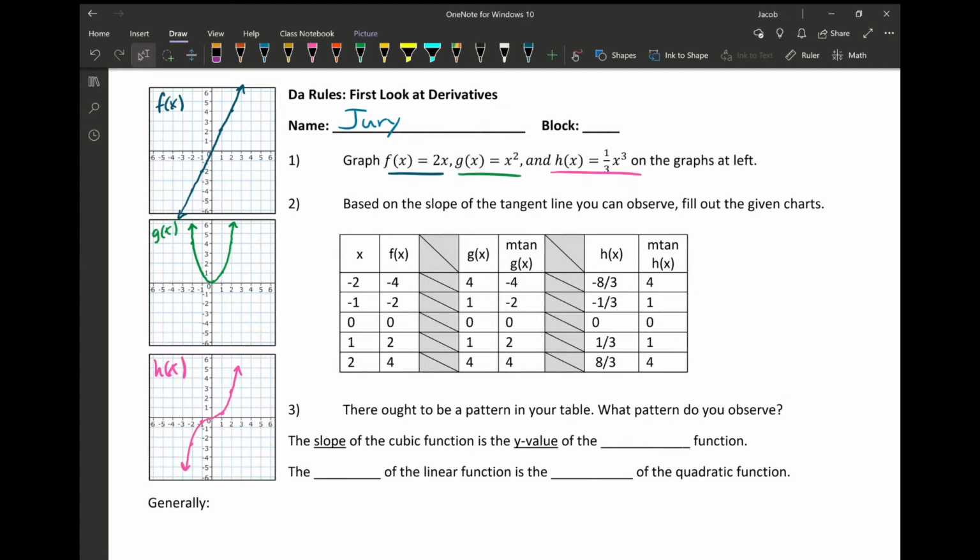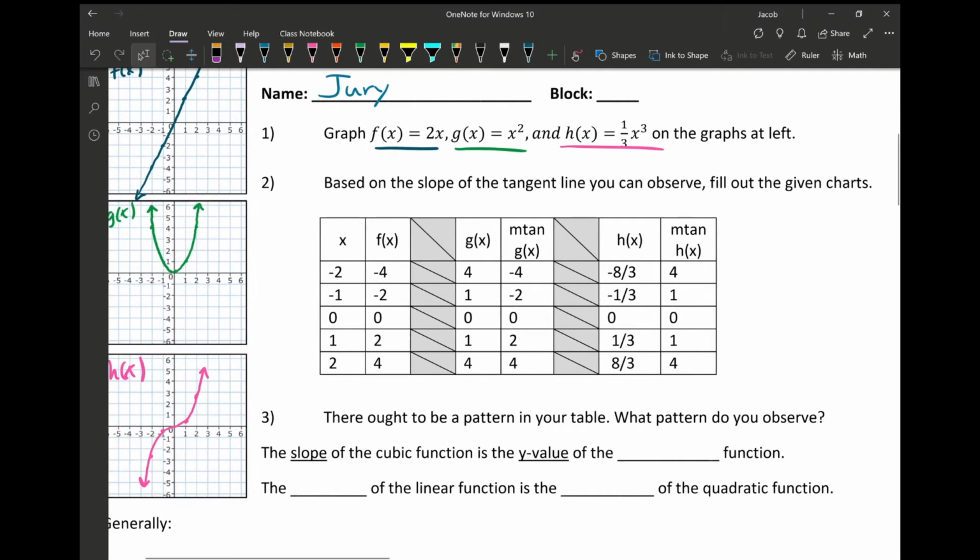And to start off with, we're going to look at these three functions here on the left, and I've already graphed them, so you'll need to as well, so you might want to pause. But for these three graphs, we are going to look at the slope of the tangent lines you can observe. So we might have to draw some tangent lines on our graphs. Let's see, I'm going to use a light purple.